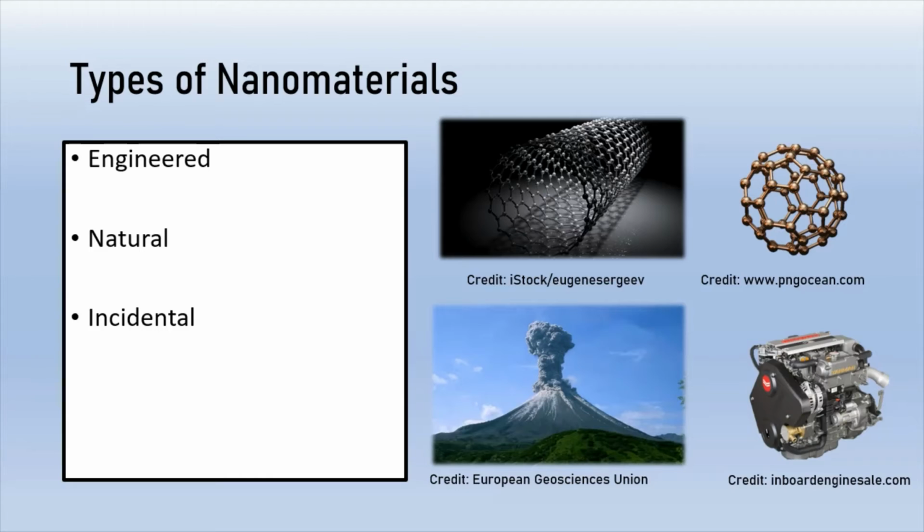We also see a Buckminster fullerene, otherwise known as a buckyball, which we did address in class to be an allotrope of carbon. The buckyball is an engineered nanomaterial, but it can also be found naturally in ash and soot.